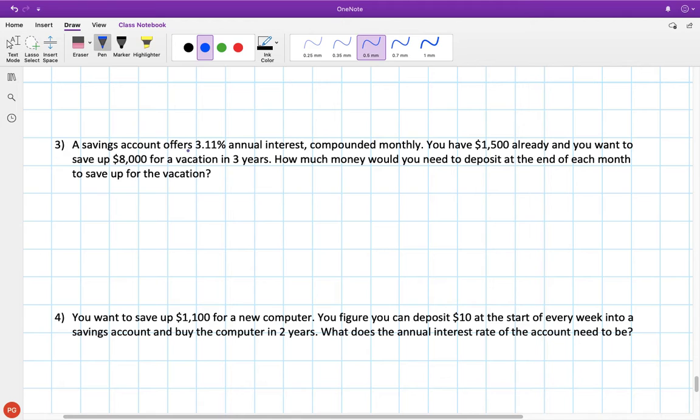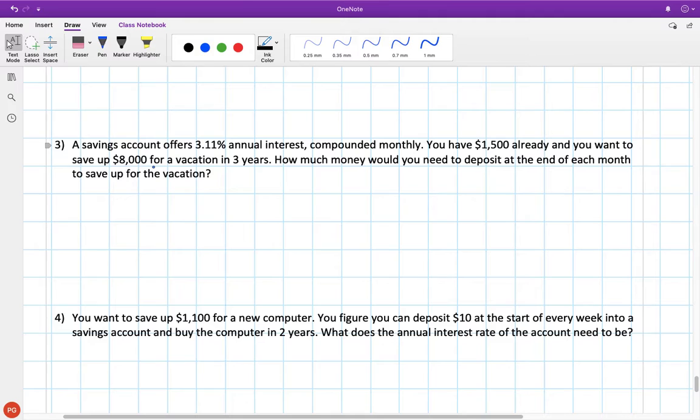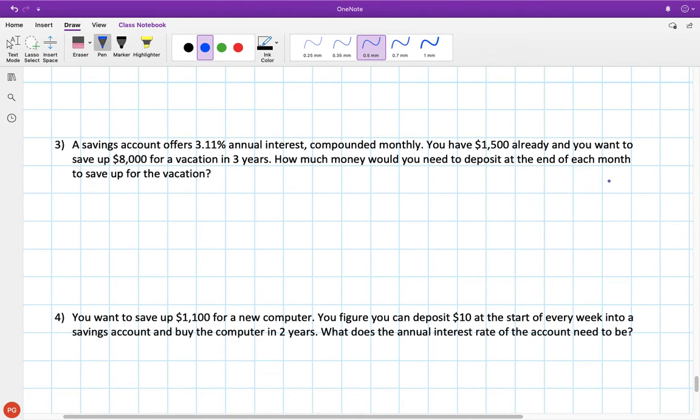Let's dive in. We have a savings account with this interest rate. We have $1,500 already. We want to save up $8,000 in 3 years. So how much money do we need to deposit at the end of each month? Let's highlight the information, the numbers, and the things that we are going to use for our calculation.